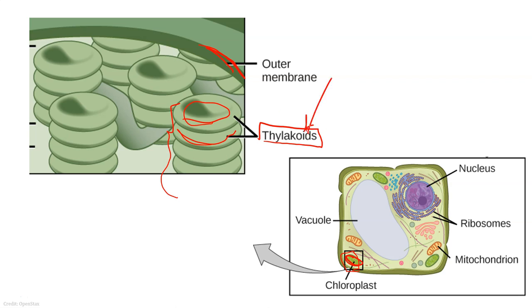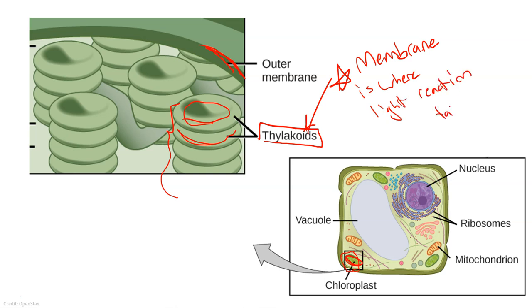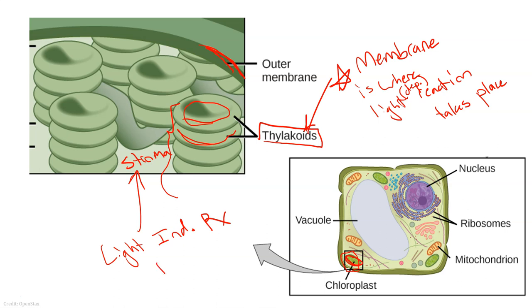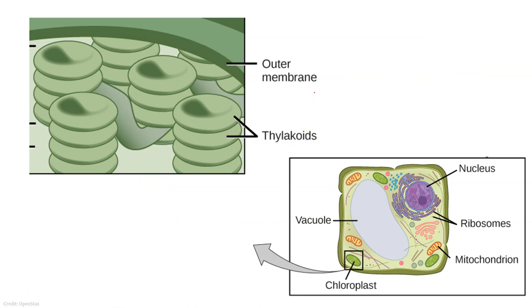It's in the membrane of the thylakoid that the light reaction takes place. And sorry, by light reaction, I mean the light dependent reaction. All right, and then what's known as the stroma is the fluid that's inside the chloroplast, but outside of the pancakes, the thylakoids. The stroma is the place where the light independent reaction takes place. All right, so that's what we're going to be talking about for reference sake. This is where the action is going on here inside of the chloroplast of plant cells.